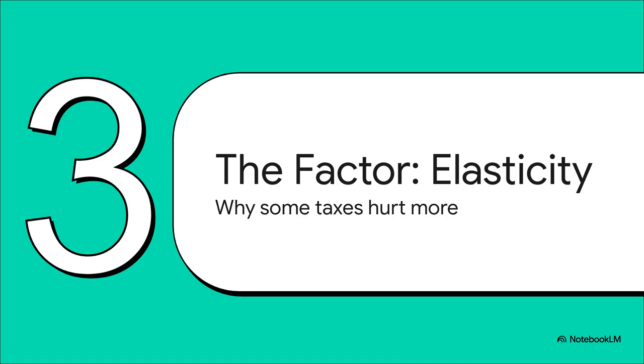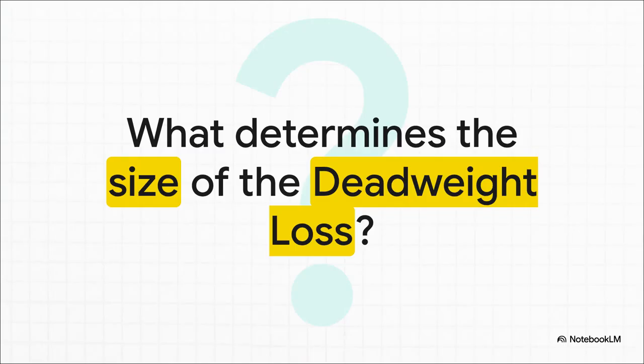Is the deadweight loss from a tax always the same size, or does it depend on the situation? Let's talk about the deciding factor: elasticity. This is all about why some taxes mess up the economy way more than others. So, what determines how big this deadweight loss actually gets? It all comes down to one crucial word: elasticity.